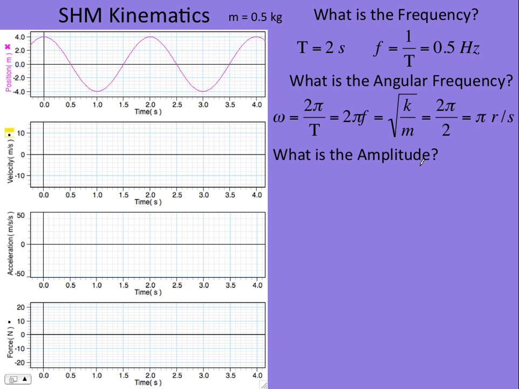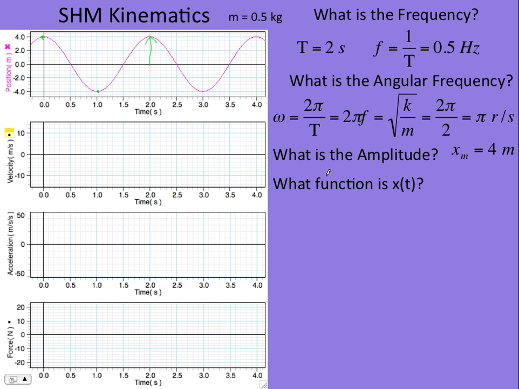What else can we get? How about the amplitude? That's pretty easy. You just read it right off the graph. But the question is, is it 8 or is it 4? You should know that it's the distance from the midpoint, and so the amplitude is 4 meters.